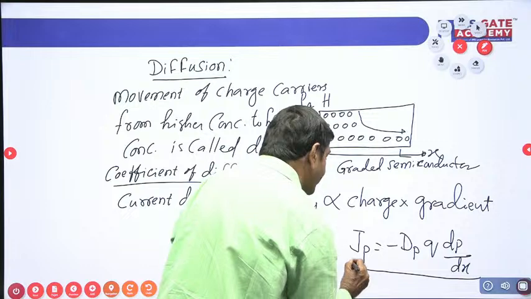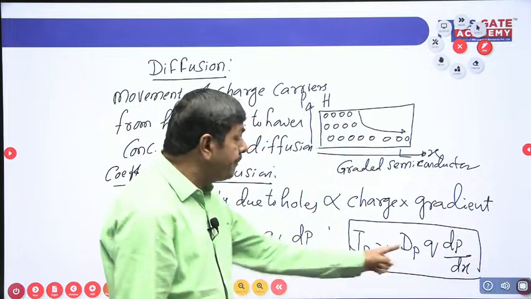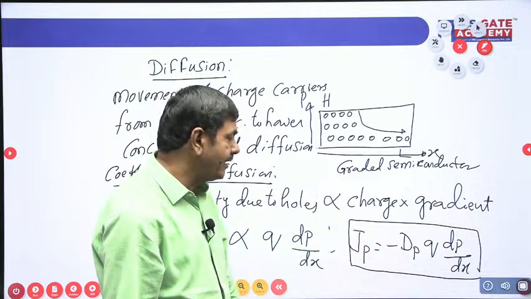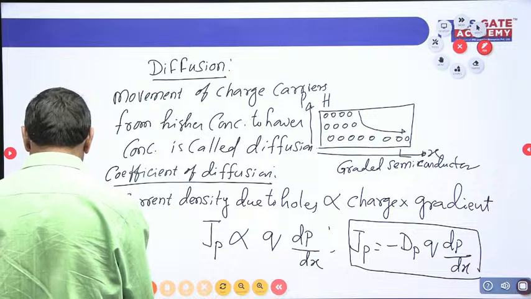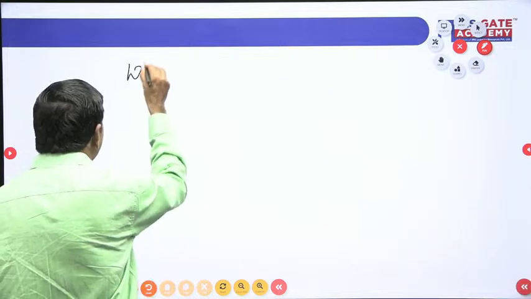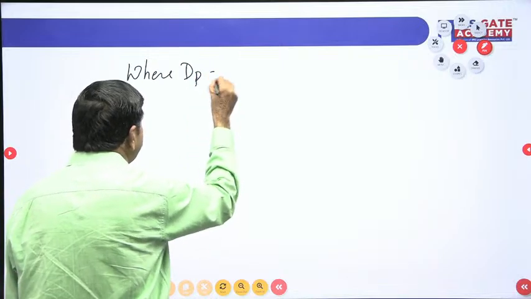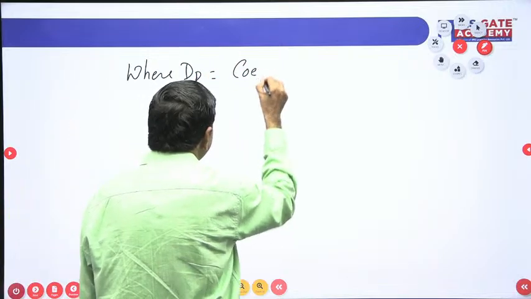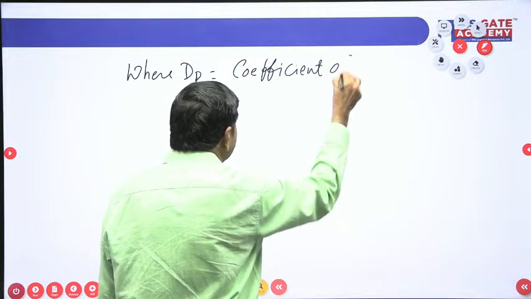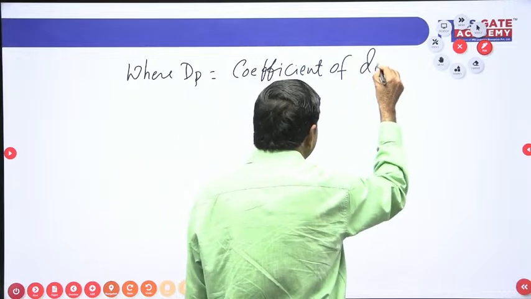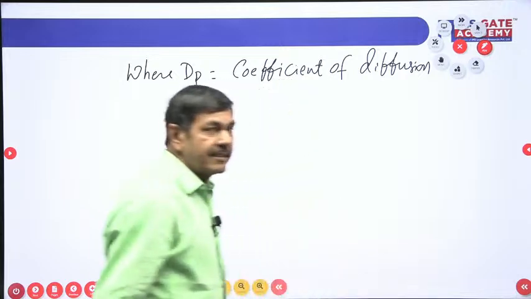This is the formula for what now? Coefficient of diffusion means what now? Dp is only called the coefficient of diffusion, where Dp equals coefficient of diffusion, I can say. Coefficient of diffusion I can write.